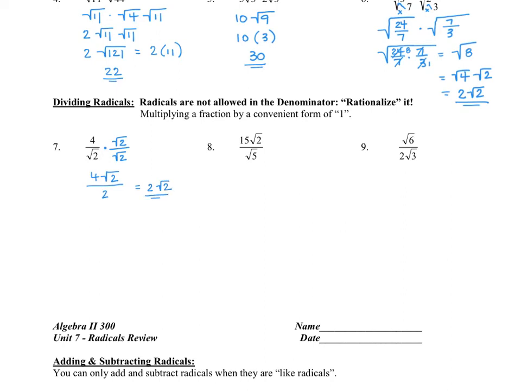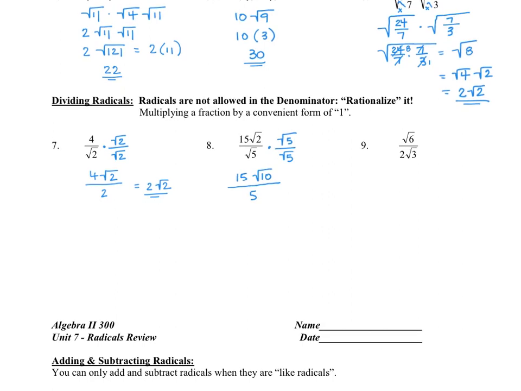For number 8, we have a rad 5 in the denominator, so we'll multiply both the numerator and the denominator by rad 5, right? Our convenient form of 1. And in the numerator, when I keep the 15 on the outside and multiply 2 times 5 on the inside, I have rad 10. And again, in the denominator, if I multiply rad 5 by rad 5, that's essentially rad 5 squared, which is just 5. And again, when I simplify, I'll have 3 rad 10.